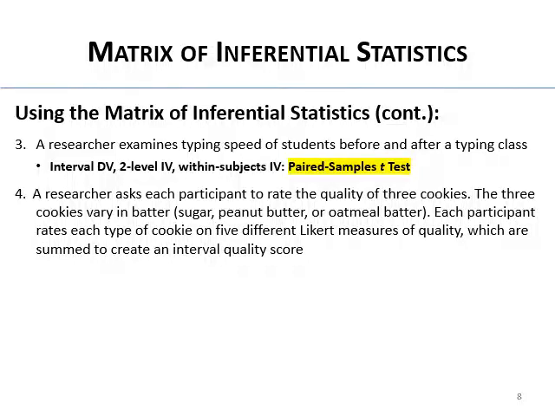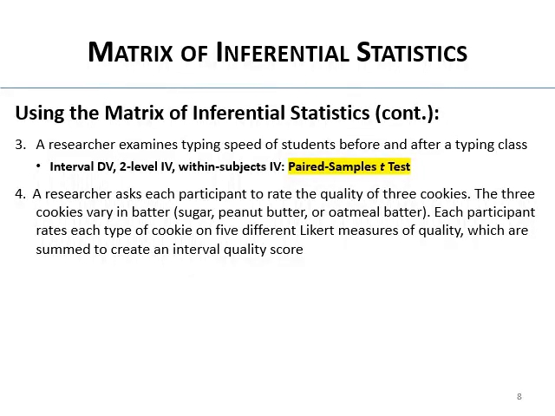Okay, a long one. A researcher asks each participant to rate the quality of 3 cookies. The 3 cookies vary in batter. They could be sugar, peanut butter, or oatmeal. Each participant rates each type of cookie on 5 different Likert measures of quality, which are summed to create an interval quality score. All right, DV is quality score, right? And it's the average across a couple of Likert 1 to 5 items, like how flavorful it was, etc. So that's our DV.